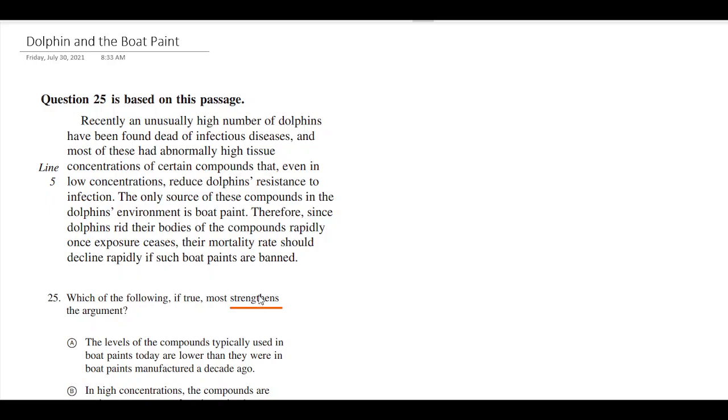The second I see this word strengthen, I'm already trying to analyze this argument and look for the assumption, okay? And the second I see that assumption, I'm looking for an answer choice which is trying to make that assumption happen, probably increase its likelihood, its probability, something which makes it valid. In that way, the argument is going to be strengthened. Okay, so here we go.